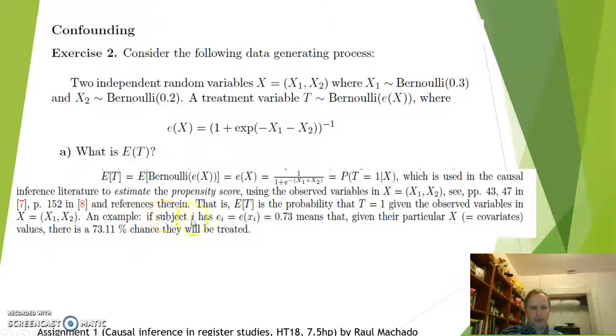An example is subject E has a propensity score of 0.73, which means that given the covariate values, there is a 73% chance they will be treated. Okay.